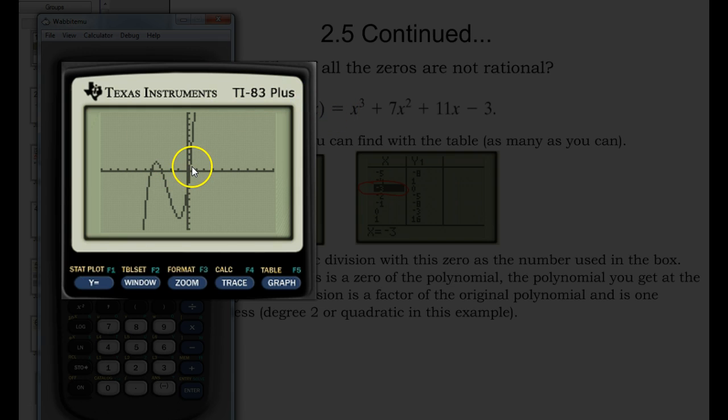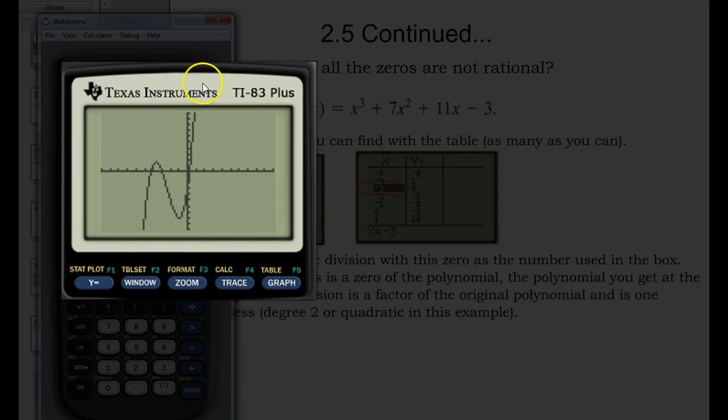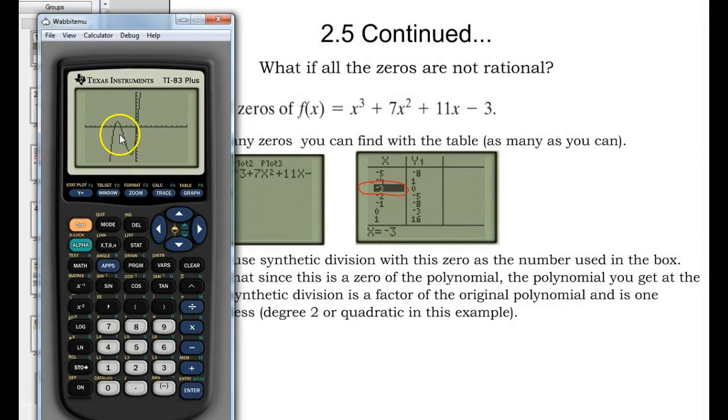I know that if there were any more zeros, they'd have to be in between -10 and +10. And when I scroll back and forth on the table between those numbers, I haven't seen a 0. There's the -3, 0. And then there's -10. I still haven't seen a 0. And again, because of the graph, I know the end behavior. It's going to keep falling and keep rising. It's never going to hit again. So these other zeros aren't going to be whole numbers.